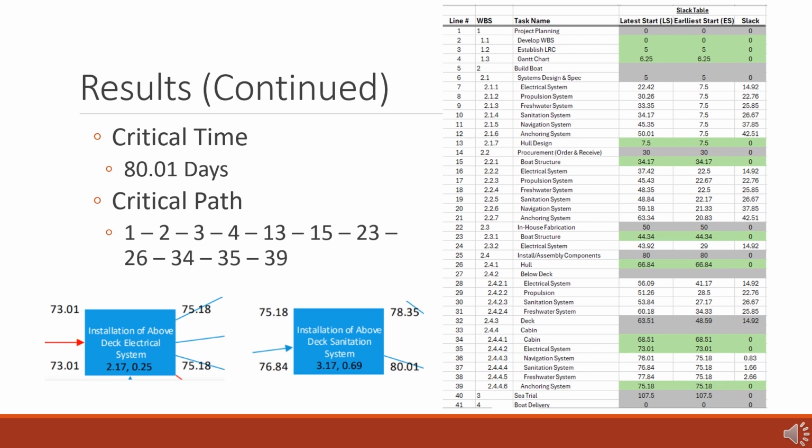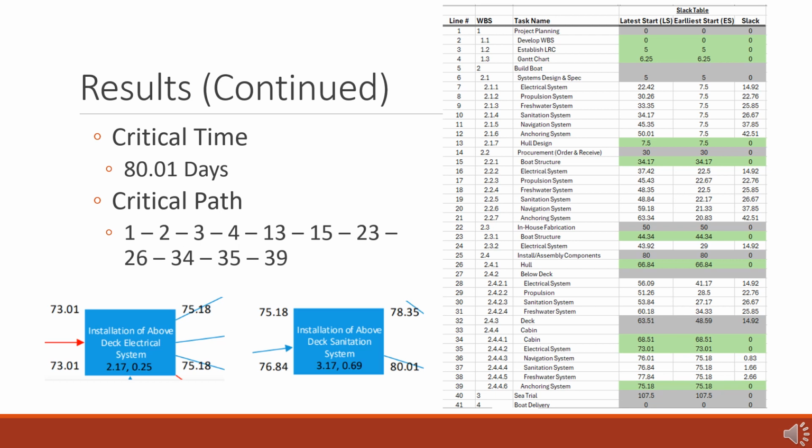However, in the example on the right, the installation of the above deck sanitation system, the earliest start day is day 75.18 and the latest start day is day 76.84. When you subtract the two of those, you get 1.66. This proves that this task is not critical.